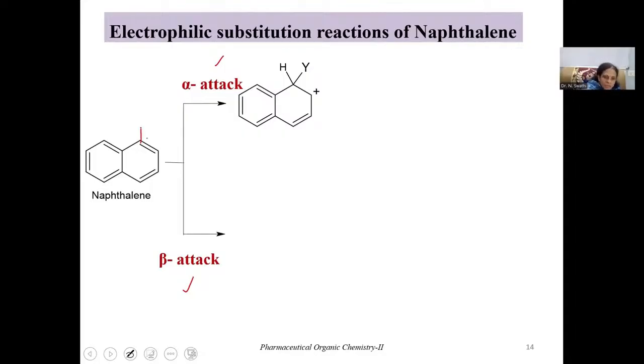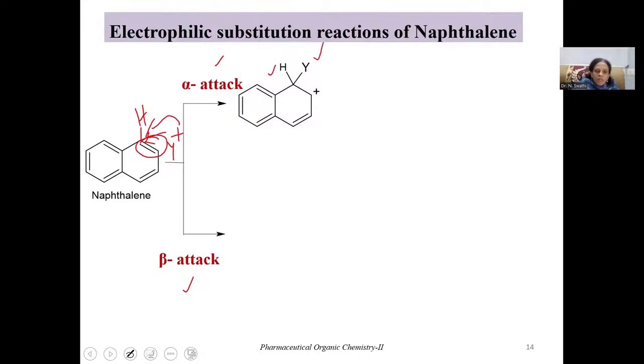That means this position is the alpha position hydrogen. Consider Y plus as the electrophile. If Y plus attacks the alpha carbon atom on the naphthalene ring system, then at that particular position hydrogen is already available. Now, by utilizing this pi bond which is available in the naphthalene ring system, Y, that is the electrophile, is making a bond at the first position.